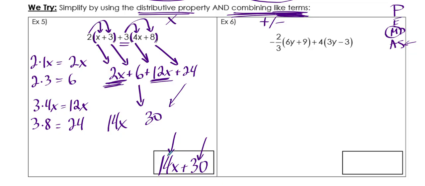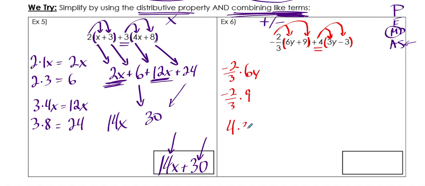Next one looks a little bit more complicated, but same idea. I'm just going to distribute negative 2/3 times both of these. And then 4 gets multiplied into the second set of parentheses. So negative 2/3 times 6y, negative 2/3 times 9, and then 4 times 3y, and 4 times negative 3.